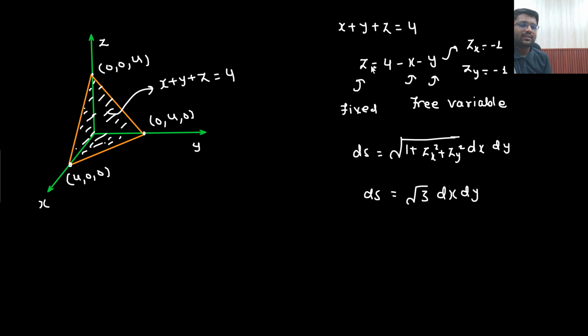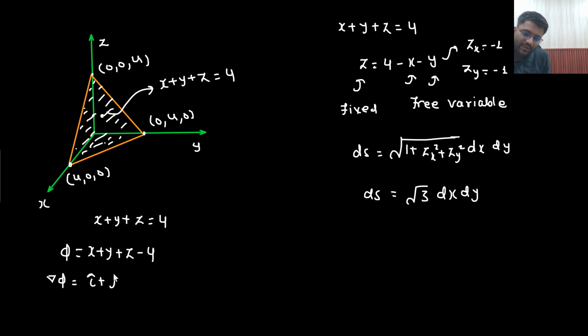What about the direction, sir? I have x plus y plus z equals 4 and I need to find the surface area direction. Do I have any tool? Absolutely, you have a tool. You make a function phi which will be x plus y plus z minus 4. Then you calculate the gradient of phi. The gradient of phi would be i cap plus j cap plus k cap. But you only need the direction, so divide by root 3.